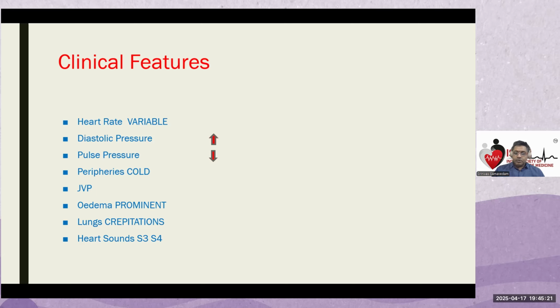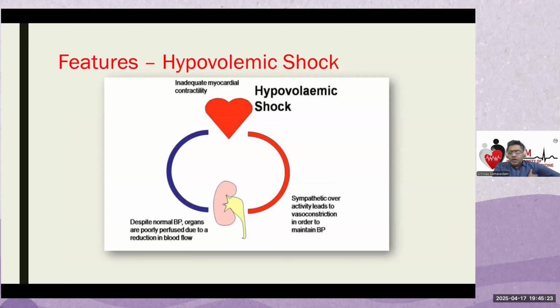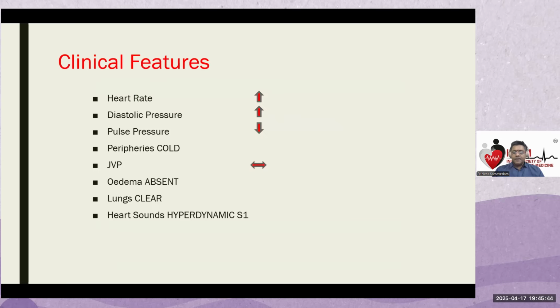Hypovolemic shock is probably the simplest of all these and probably the easiest to treat. And this is something which no patient in intensive care should die of. Here also, there is a sympathetic overactivity leading to vasoconstriction. Here also, the peripheries are cold, diastolic pressure is high, and the pulse pressure is narrow. But in this condition, the heart rate is high, again an attempt to maintain a normal cardiac output.